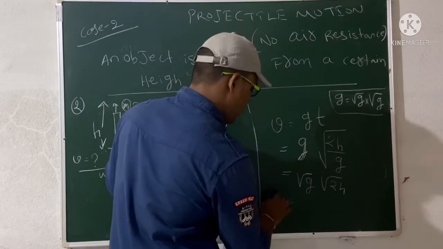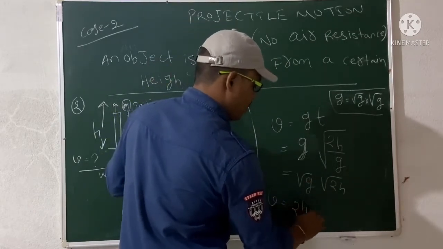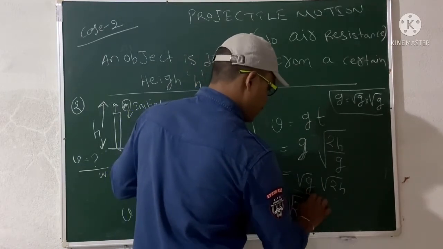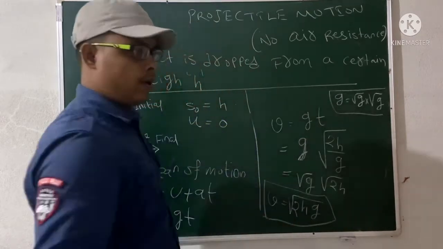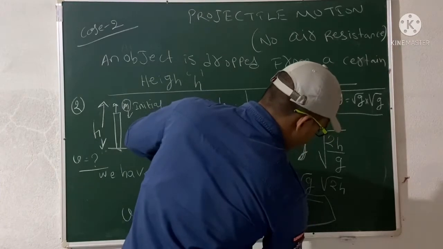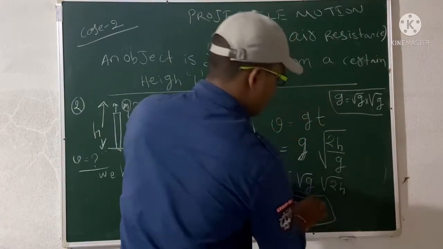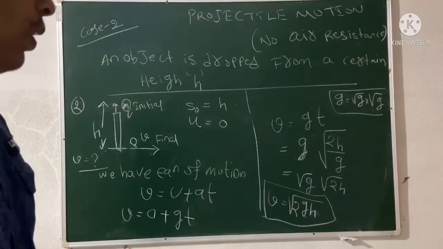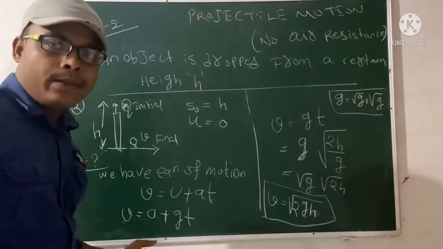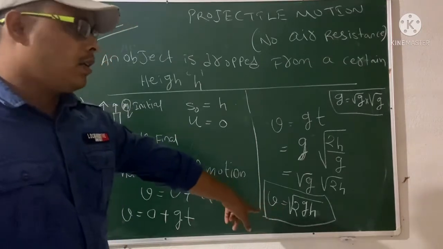So what is the final velocity? Since the power is the same, v equal to square root of 2gh. So remember this. Write it as square root of 2gh, that will be easy to remember. So the final velocity is square root of 2gh. With what velocity will it hit the ground? This is the answer.